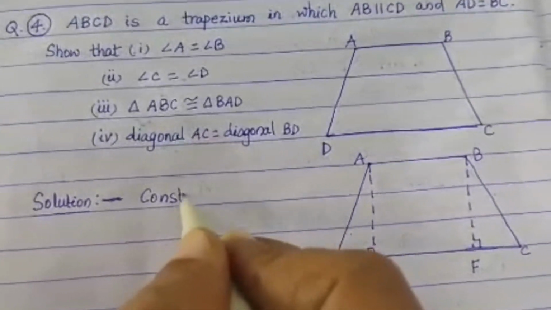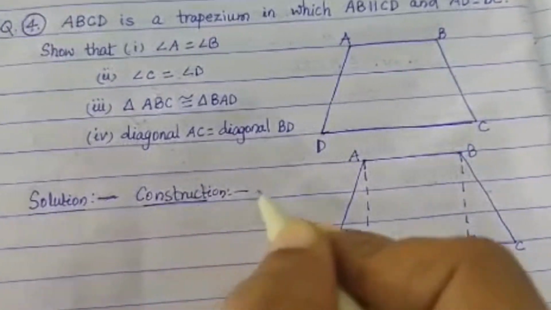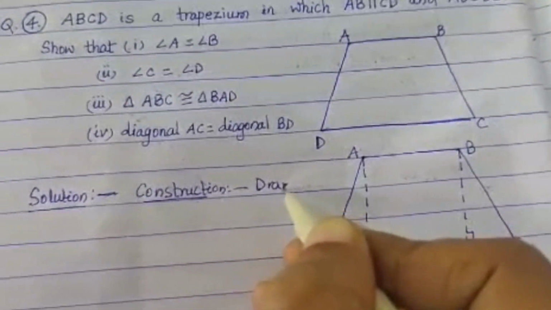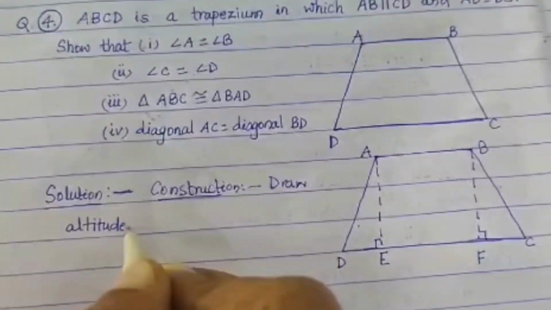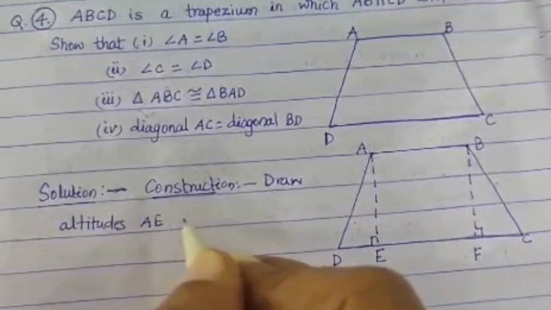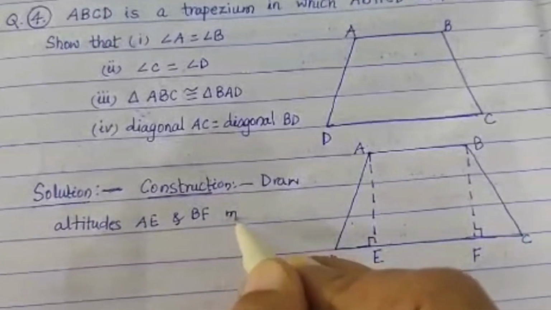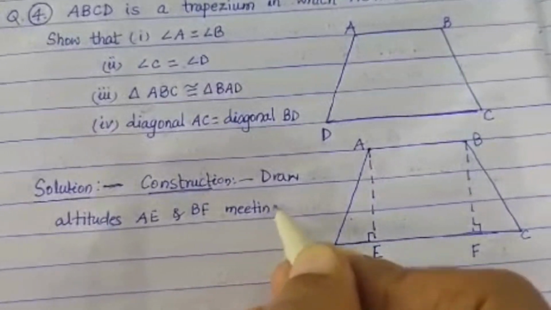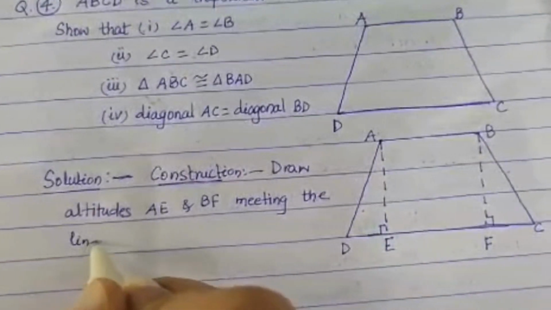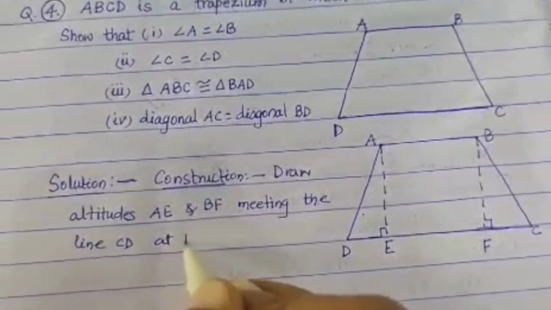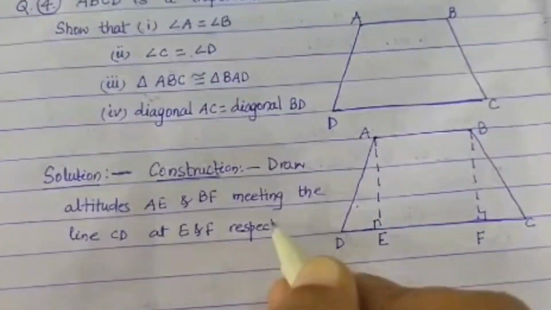Construction. First of all, construction is draw altitudes AE and BF meeting the line CD at E and F respectively. Okay.